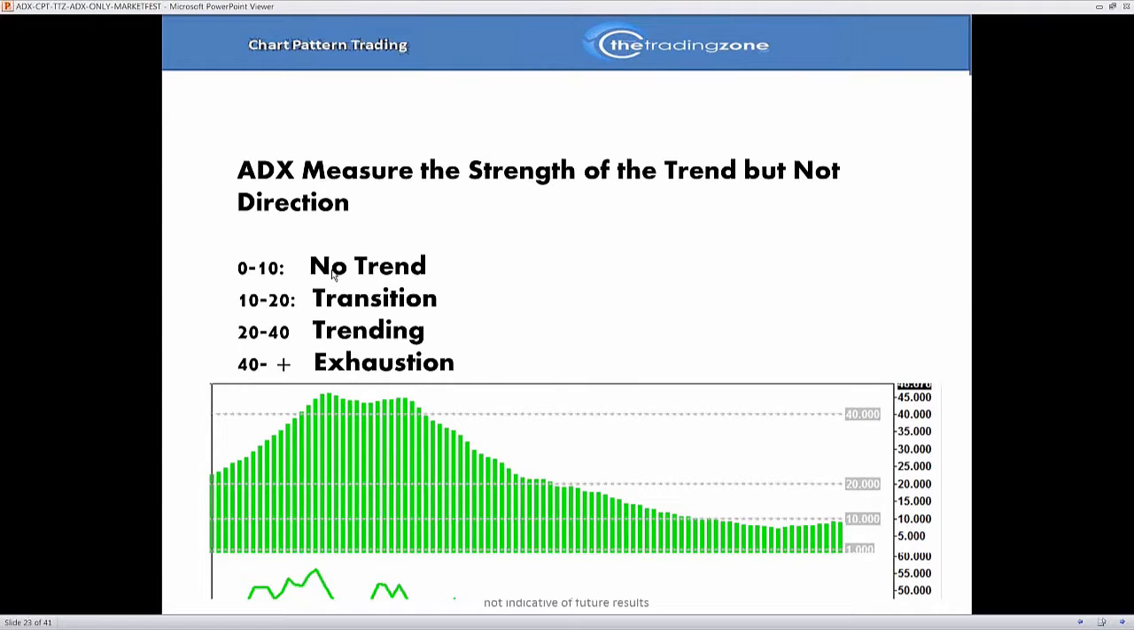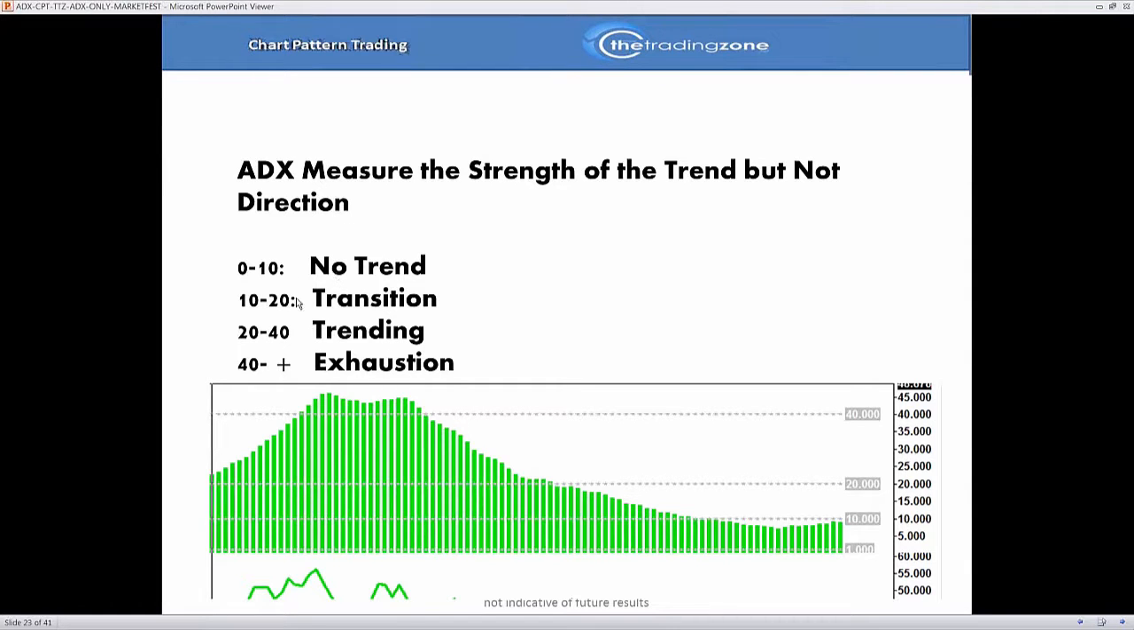0 to 10, there is absolutely no trend. 0 to 10 means that there's so little energy in the market that anything can happen. Any number of small traders can come in and move the market around. So it is completely random. So if you want to be in the market when you have a 0 to 10 number on your ADX, it's pretty much a crapshoot. You have no idea what's going to happen.